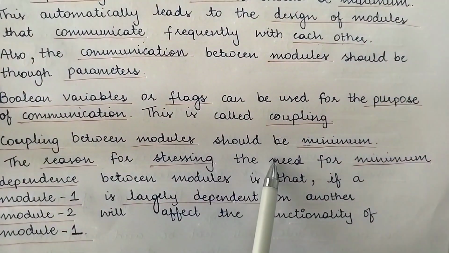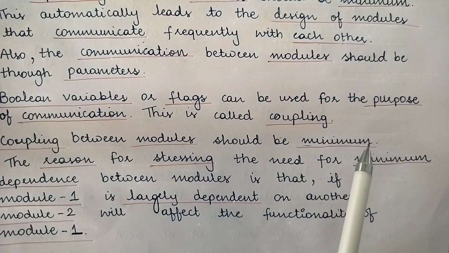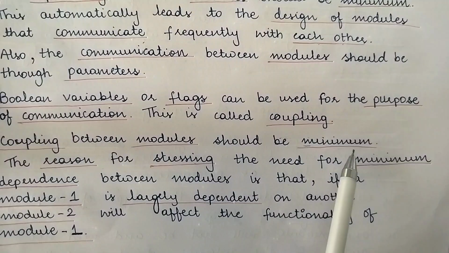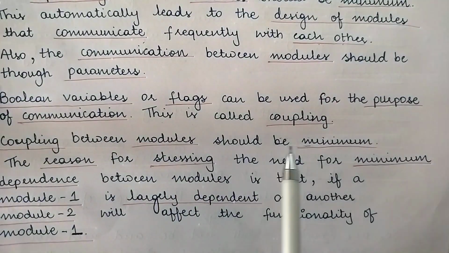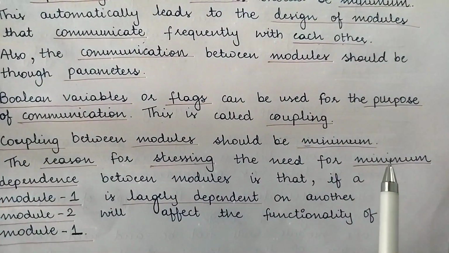Coupling between modules should be minimum. As I said, coupling indicates the dependency between modules, and the dependency should be minimum. So what does this mean? This means that the coupling between modules should be minimum.